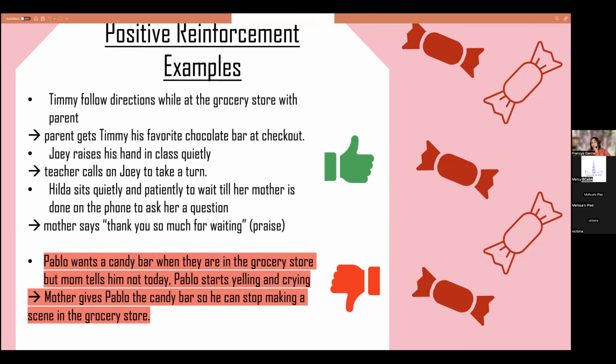This is still a form of positive reinforcement. She added something because he's getting his candy bar. And he's probably going to do the yelling and crying again in the future because it gave him reinforcement in this moment. That is not an effective way to provide reinforcement. In this situation, what would have been correct is if she would have let him continue to cry, basically ignore this behavior and only give him the candy bar or whatever it was if he asked using his words or if he wasn't misbehaving or engaging in tantrums.